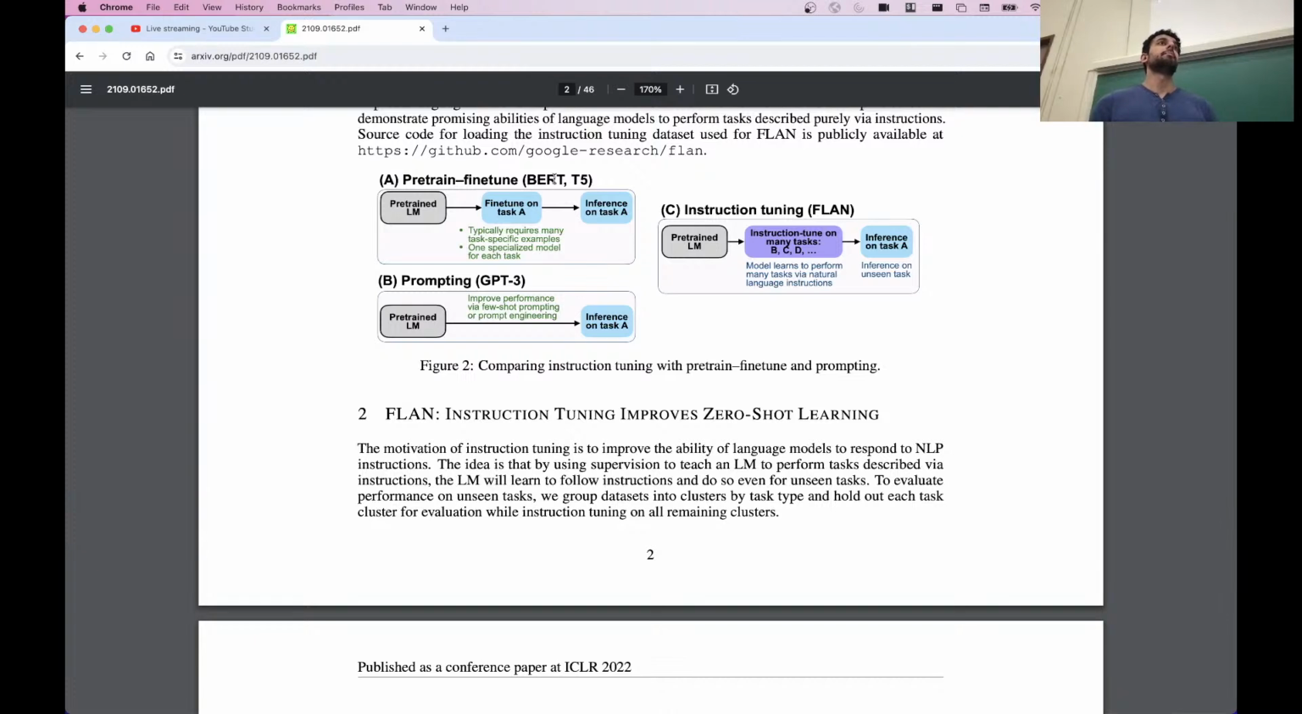So it kind of depends on how you want to use the model. People are definitely still fine-tuning large pre-trained models for single tasks. If you want to maximize performance on that task, that is the way to go.